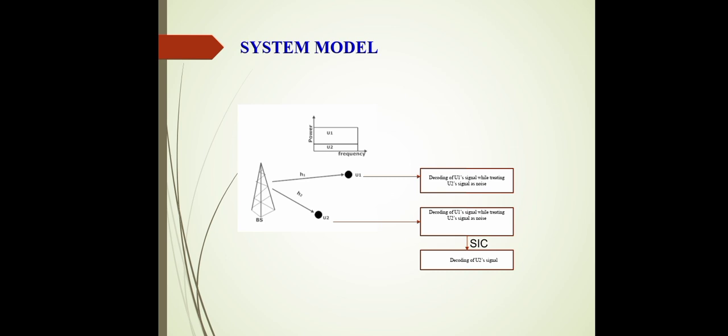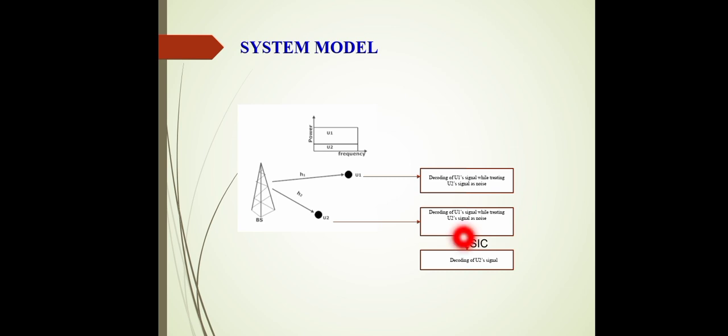Any data that is coming to user 1 will be composed of user 1 and user 2 data, but here it is going to detect only user 1 data. How is it possible? Because it is treating user 2 data plus noise as noise, so it will be removed. And here we have decoded the U1 signal. At user 2, first of all I have decoded the signal of user 1 while treating the user 2 data as noise, and then using successive interference cancellation.